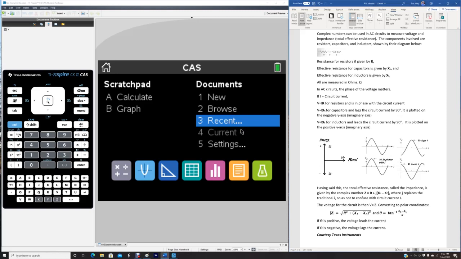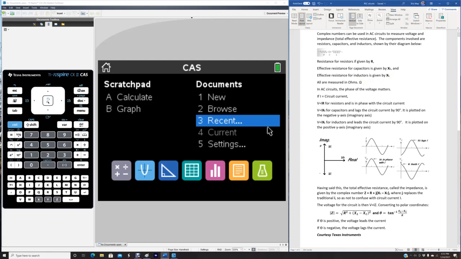The resistors, capacitors, and inductors are the three components we will look at, and they are given by their labels down below here, R, C, and L. And we talk about those in terms of resistance. The resistance for resistors is given by R. The effective resistance for capacitors is given by X sub C. And the effective resistance for inductors is given by X sub L. All of these resistances are measured in ohms, which is given by the symbol here.